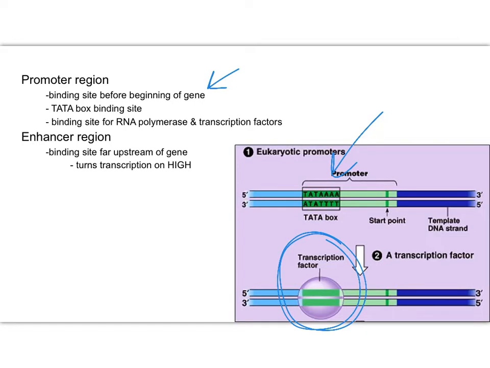The enhancer region is located upstream of the gene. Okay, so by upstream, I mean it would be located further down the end. So it is a binding site that is going to be located way upstream of the gene, so kind of away from the gene on the DNA. And that's going to kick your transcription into high gear. So when factors bind to that enhancer site, that's going to speed up that transcription process. So you can do lots and lots and lots very quickly.